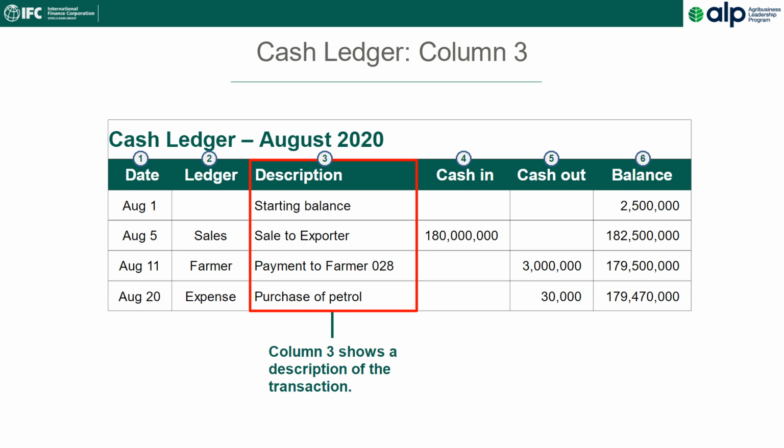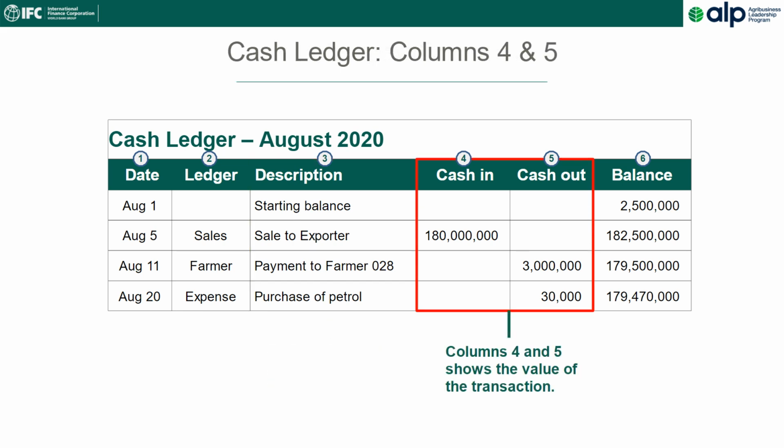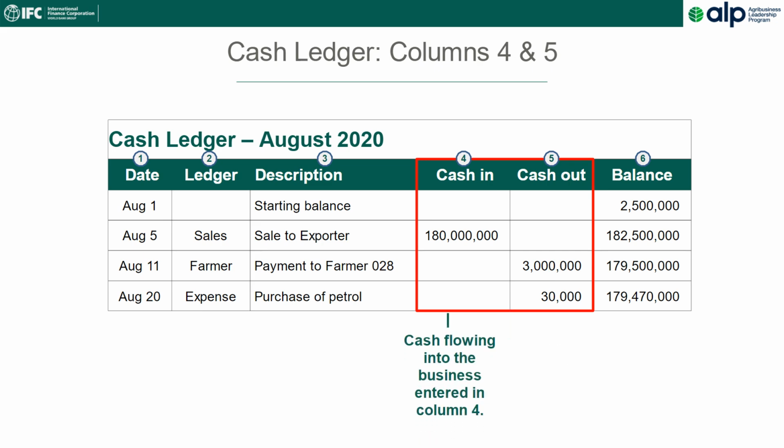Column 3 shows a description of the transaction. This information is taken from the source ledger. It will likely include less detail than what has been entered into the source ledger. Columns 4 and 5 indicate the value of the transaction. If cash flowed into the business as a result of this transaction, the total value of the transaction is entered in column 4. If cash flowed out of the business as a result of this transaction, the total value of the transaction is entered in column 5.